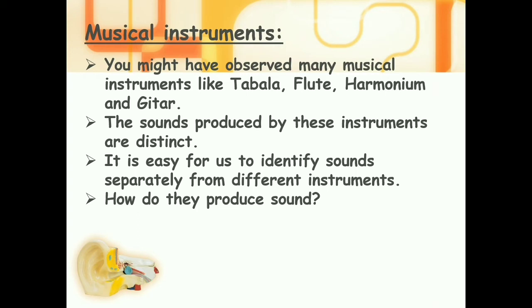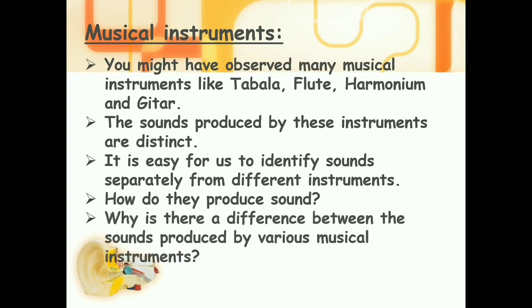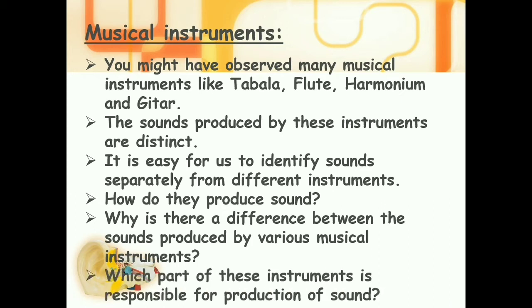And how can they produce sound? Why is there a difference between the sounds produced by different types of musical instruments? And which part of the instrument is responsible for the production of sound? Let us observe.